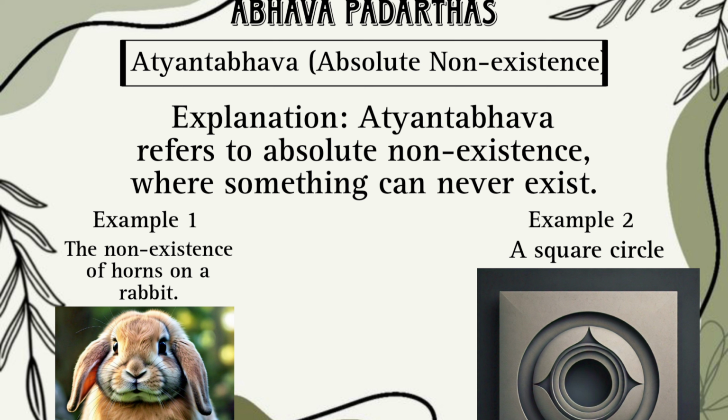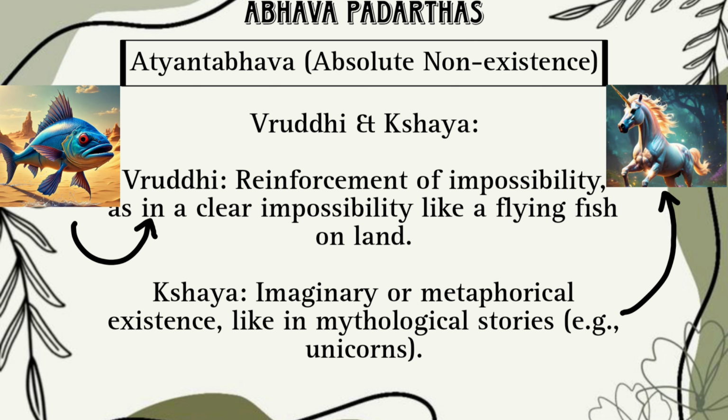Explanation: Atyanta Bhava refers to absolute non existence where something can never exist. Example 1: the non existence of horns on a rabbit. Example 2: a square circle. Vriddhi: reinforcement of impossibility, as in a clear impossibility like a flying fish on land. Then Kshaya is imaginary or metaphorical existence, like in mythological stories, for example unicorns.